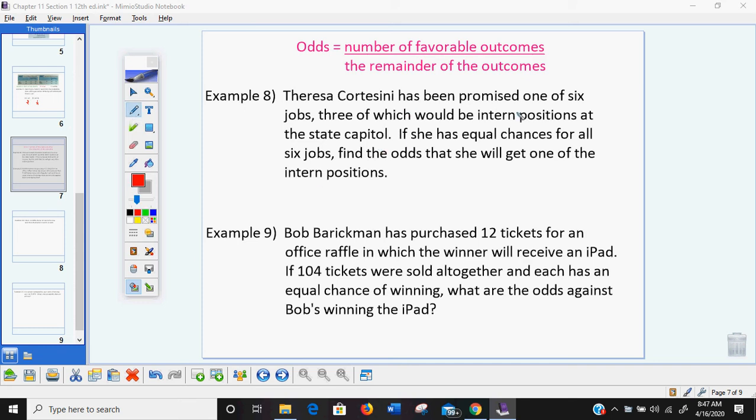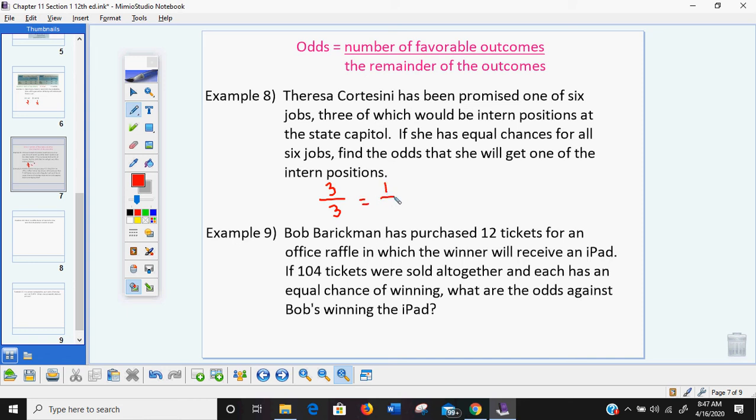It says that she's been promised one of 6 jobs. 3 of these are intern positions at the state capitol. If she has equal chances for all 6 jobs, find the odds that she will get one of the intern positions. Now, if we were doing probability, we'd write 3 over 6. But when you're doing odds, it would be 3 over what's left. If 3 are intern, then there's 3 that are not. This would reduce to 1 over 1.